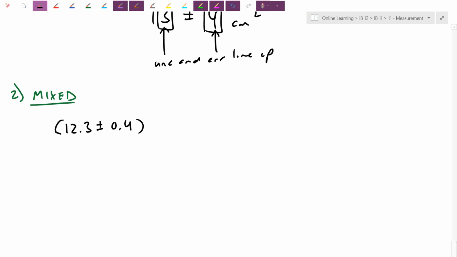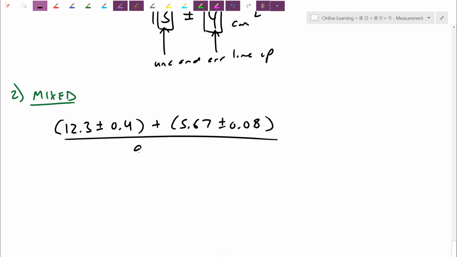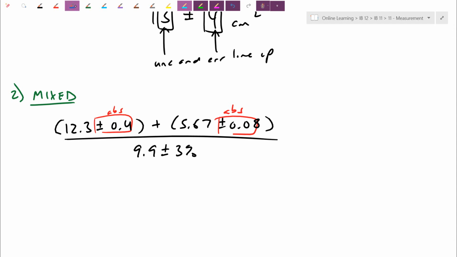So here's a mixed operation here. One measurement is 12.3 plus or minus 0.4. Let's add that to 5.67 plus or minus 0.08, and I'm going to divide all this. There's your mixed calculation, 9.9 plus or minus 3%. All right. So first thing, as you're analyzing this number here, these guys here are definitely absolute errors because they are in the same unit as the measurement, whatever unit I'm measuring. This plus or minus 3% is actually a relative error. You don't have to convert everything to absolute or everything to relative error. It depends on the operation that you're going to do.